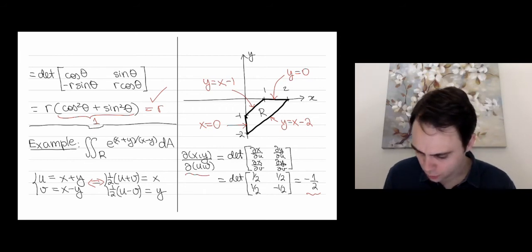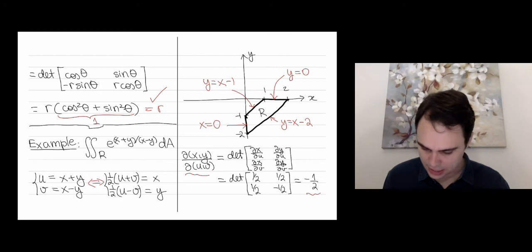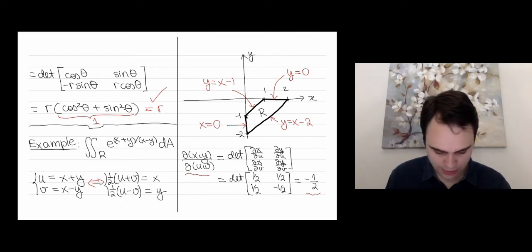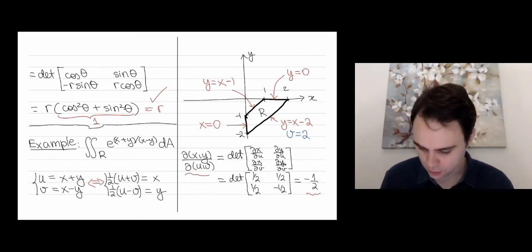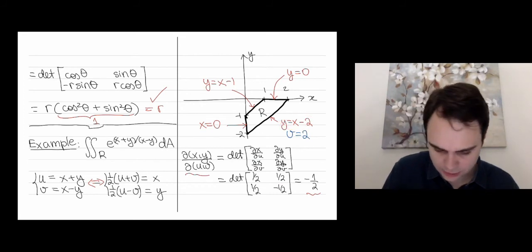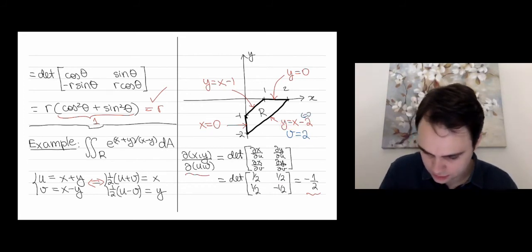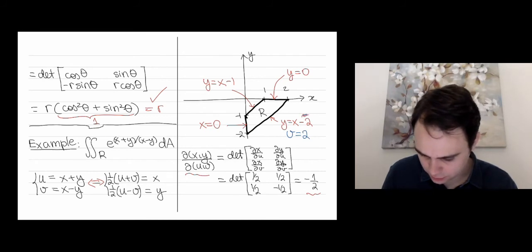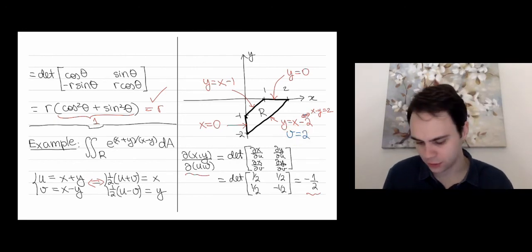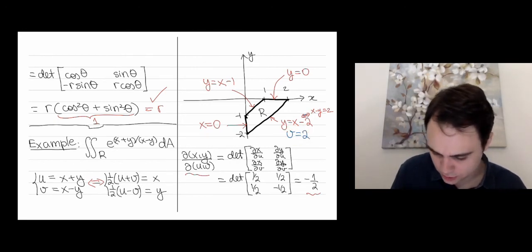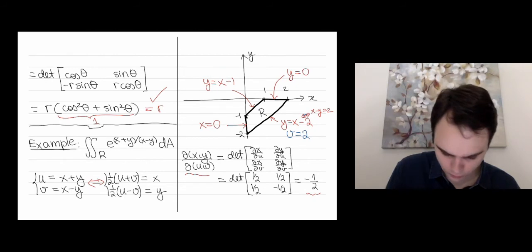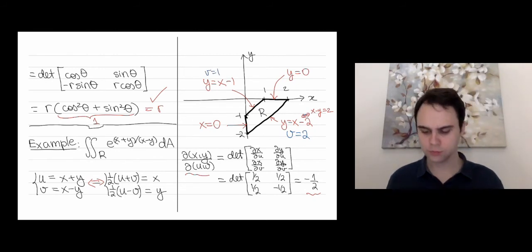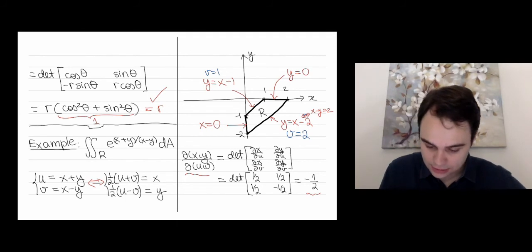So this first equation, y equals x minus 2, I could write it as x minus y equals 2, but x minus y is v. So v equals 2. Can you guys see that? So the thing in red can be rewritten as x minus y equals 2, and then x minus y equals 2 is just v equals 2. Similarly, the one at the top is x minus y equals 1, which is v equals 1.